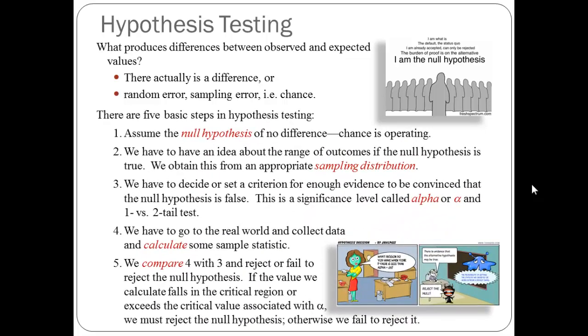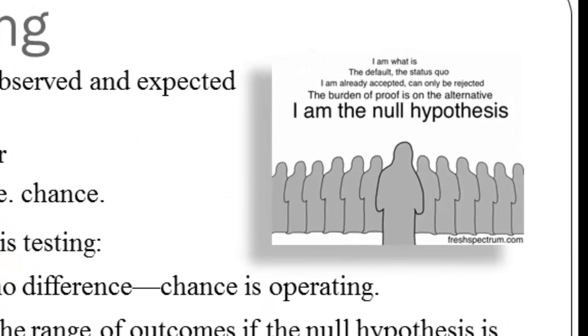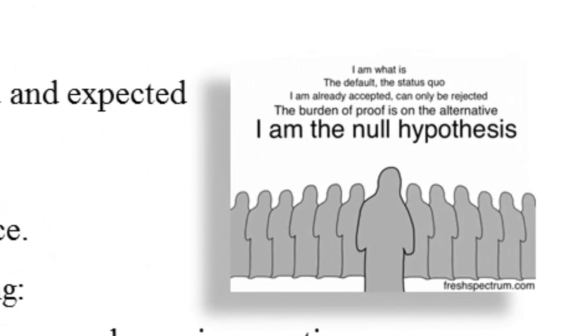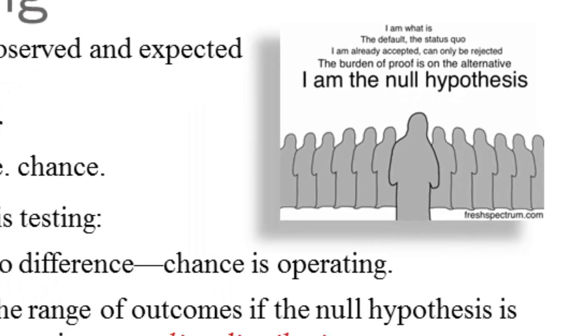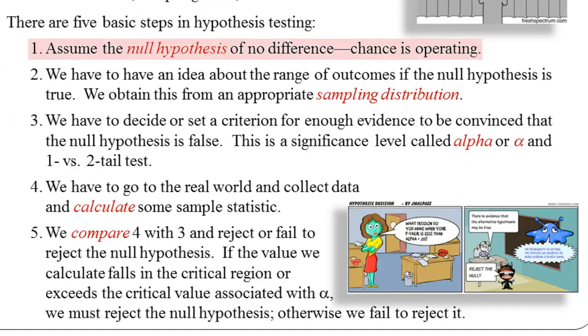There are five steps to hypothesis testing, and in this course we're going to ask that whenever you see on an exam or a homework to do a hypothesis test, you detail these five steps. It's not really that difficult to do, it becomes a bit mechanical, but we're just trying to enforce the idea that behind every hypothesis test are these five concepts. So step number one, we make an assumption about the world. We assume that the null hypothesis, or the hypothesis of no difference, is true and that chance is operating.